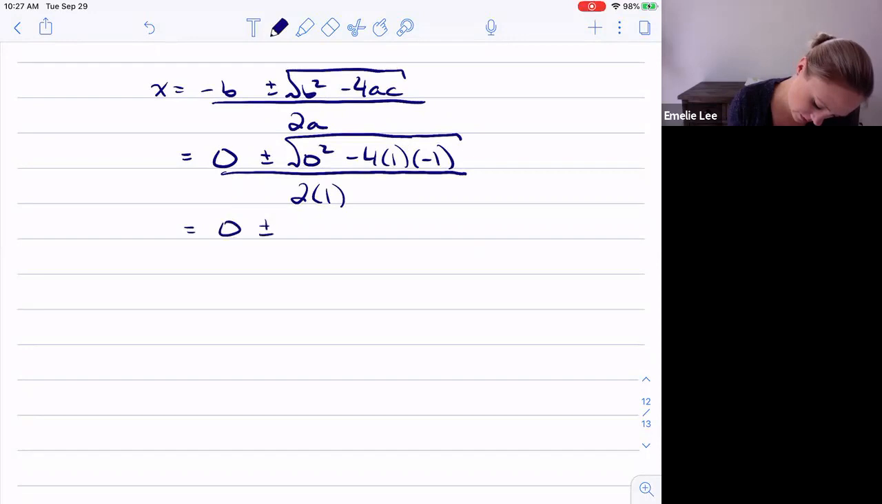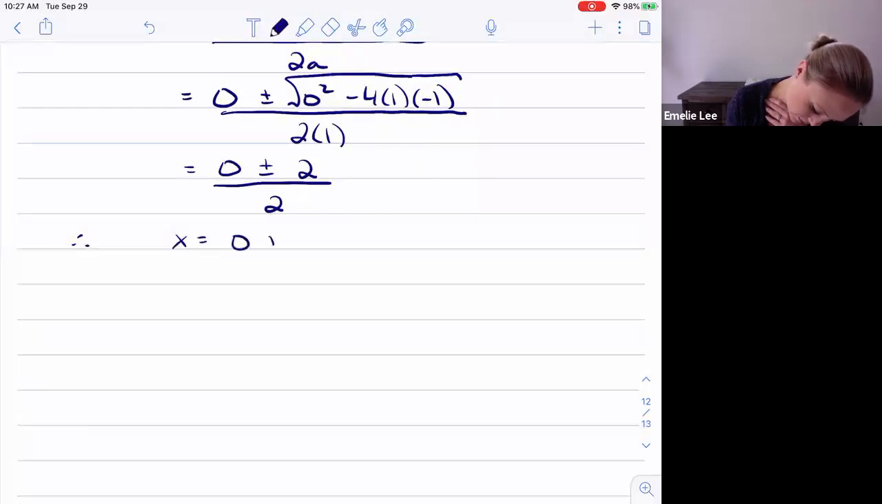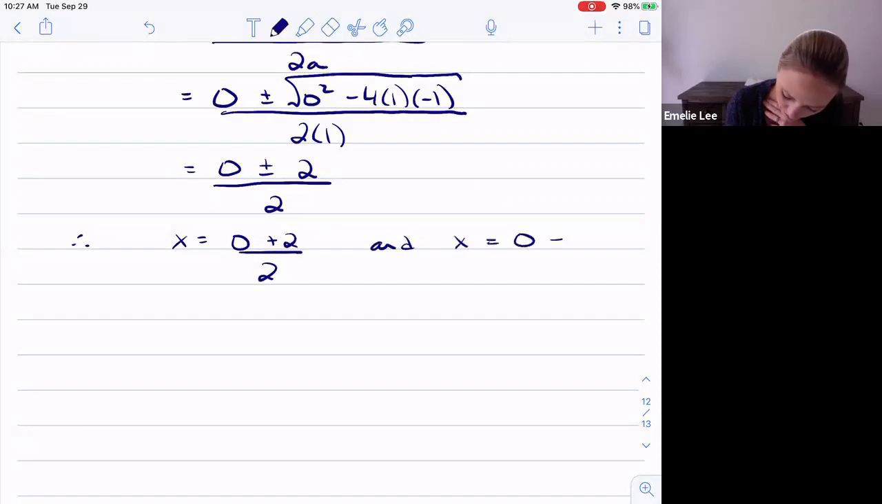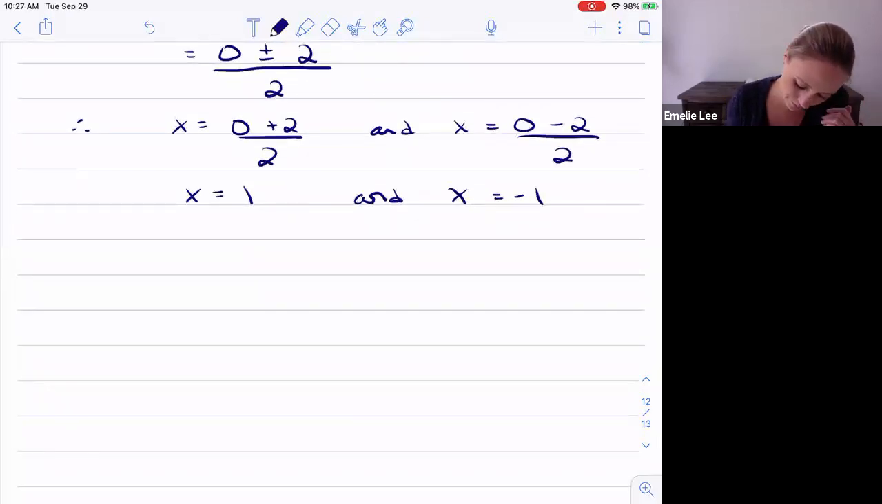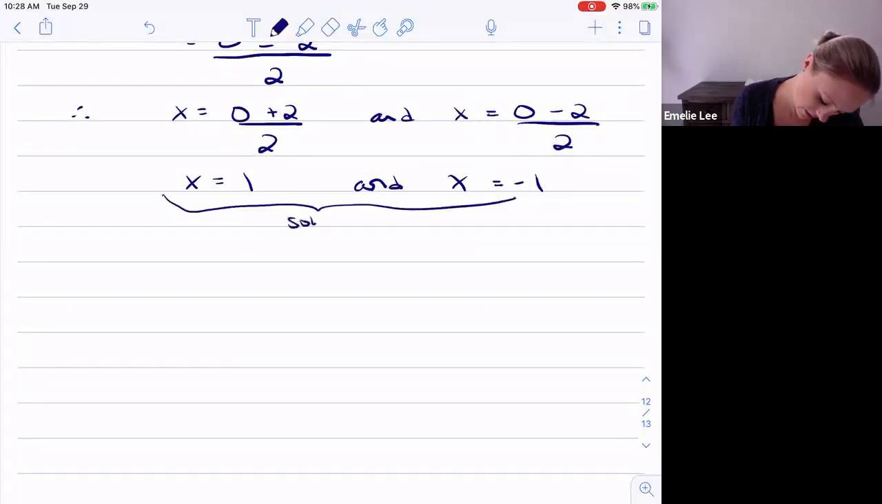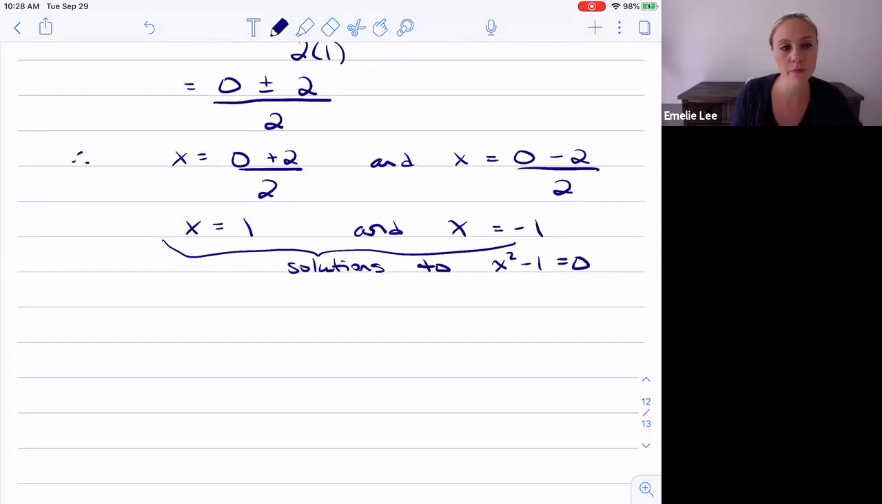So I have 0 plus minus the square root of 0 squared minus 4 times negative 1, which is just plus 4. So the square root of 4 is 2. I'm going to skip right to it, divided by 2. So now I have plus minus. Therefore, x equals 0 plus 2 over 2, and x equals 0 minus 2 over 2. 0 plus 2 is 2, divided by 2 is 1. And same deal here, 0 minus 2 is negative 2, divided by 2, negative 1. So these are the solutions to x squared minus 1 equals 0.